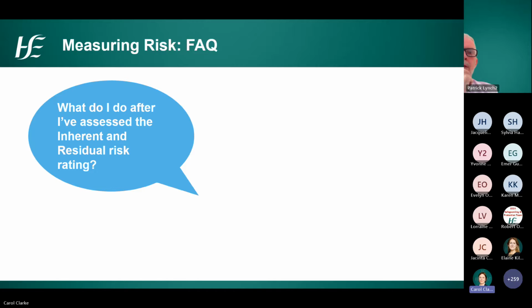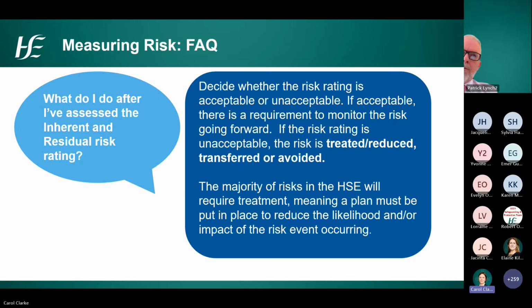At this point, it's beneficial to see what would be a frequently asked question in this area, which we come across in a lot of our engagements. What do I do after I've assessed the inherent and residual risk rating? Well, very simply, you decide whether that risk rating is acceptable or unacceptable. If acceptable, there is a requirement to monitor the risk going forward. If the rating is unacceptable, the risk is transferred, reduced, or avoided.